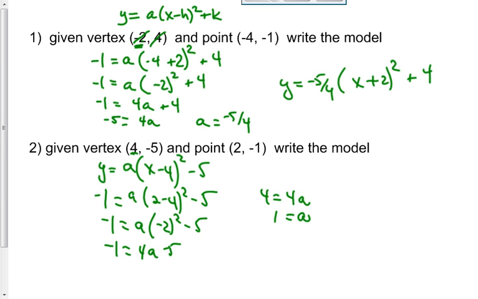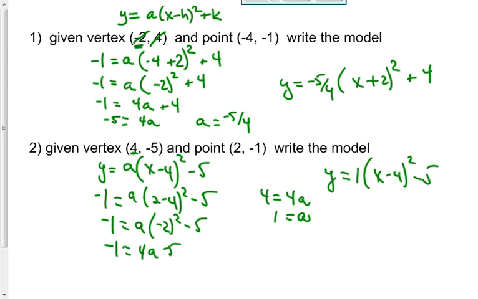y equals, a is 1. We don't even need to put the 1. I'll just write it there for the sake of you knowing what that number was. Your vertex is (x minus 4) squared minus 5. And there's your model. Very straightforward, very simple.